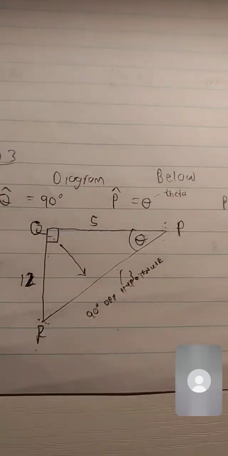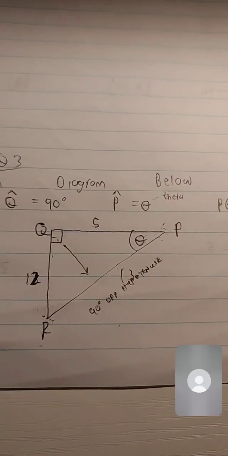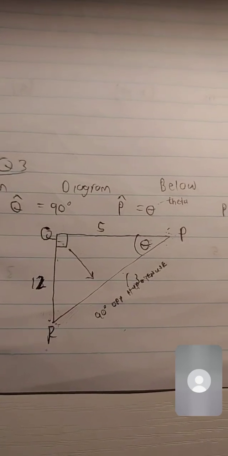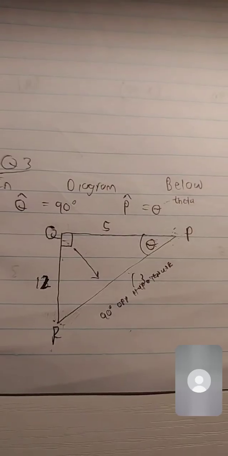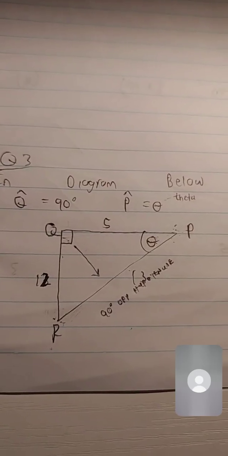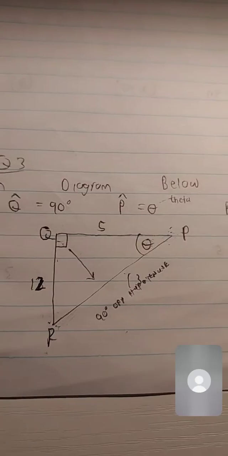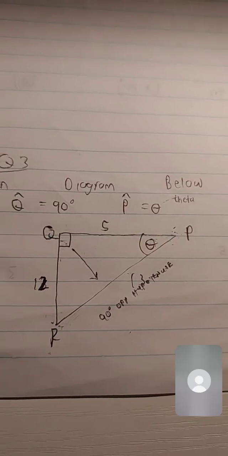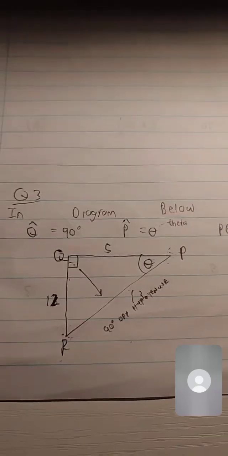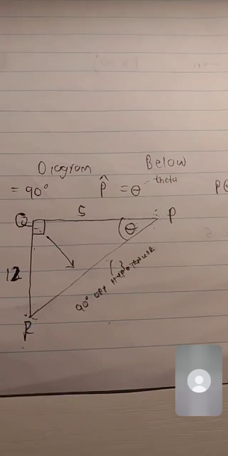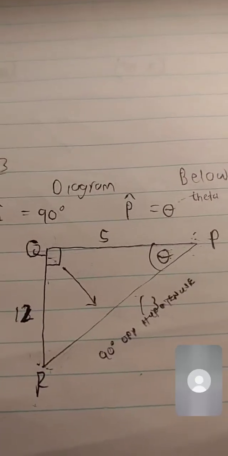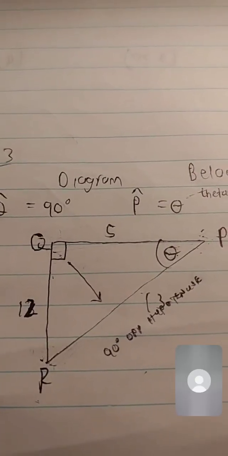Iya, what is cos theta, my dear? Do you know the definition of cos, by the way? Yes, sir. Cos theta is adjacent divided by hypotenuse.